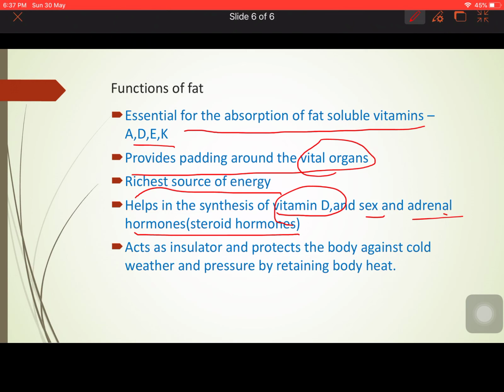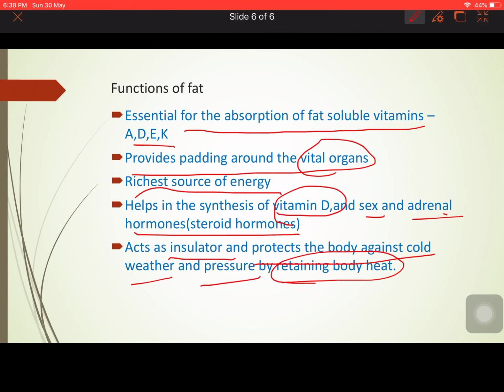Now, fat acts as an insulator and protects the body against cold weather and pressure by retaining body heat. So is it clear? They help to retain the heat of the body as an insulator. What is the work of an insulator? It prevents heat from going out of the body, so the body heat will be retained within. So fat also acts as an insulator, and it protects the body from feeling too cold. Another use of fat is that fats can be stored in the body for subsequent uses, like emergency uses when you need energy. If they are stored in the body, they will provide you with an adequate amount of energy.